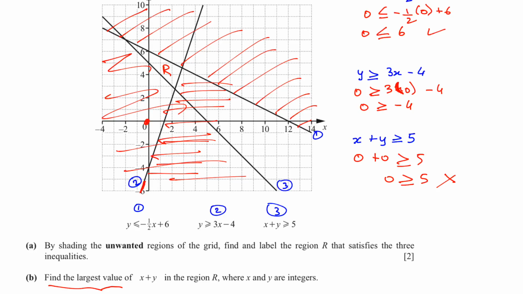So let's check out the points. We have here 1 point. 1 and 4 will give us 5. 1 and 5 will give us 6. Here 0 and 6 will be 6. 2 and 5 is 7. So the answer is 7.